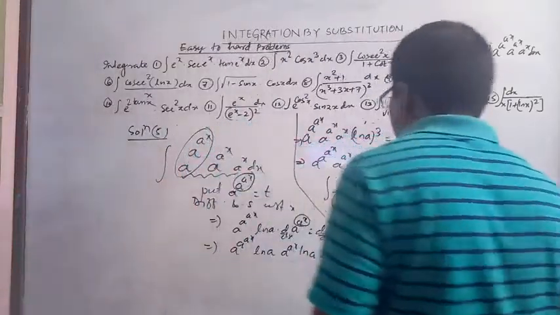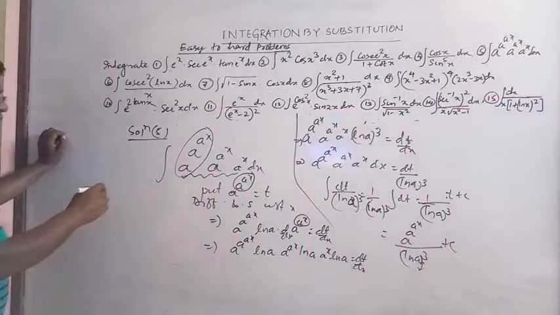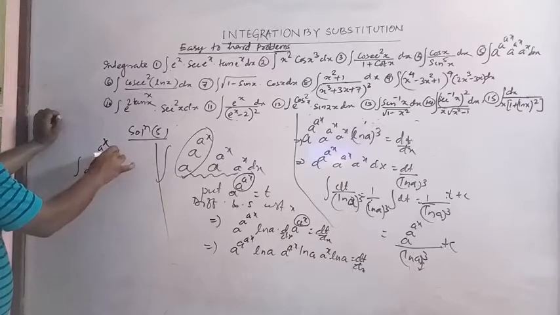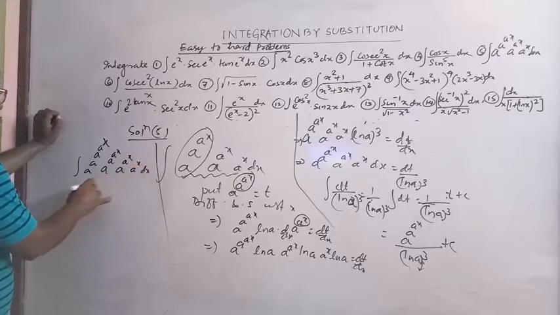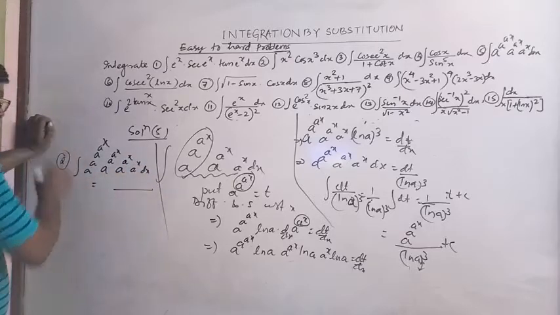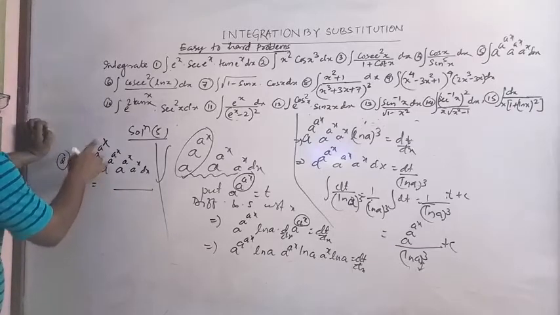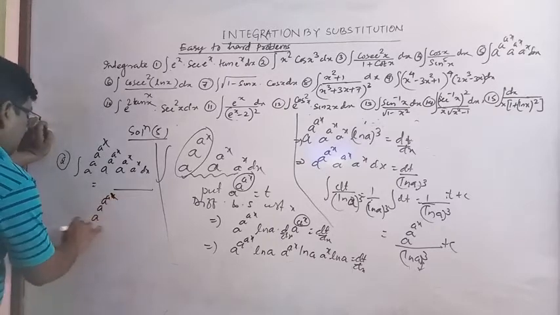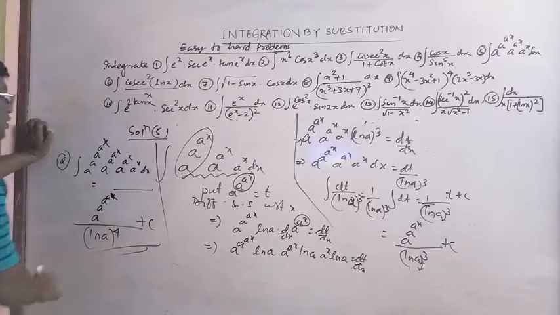Similarly, suppose there are four a's, a power a power a power a to the x dx is equal to this. This is one more question. So here the number of a's is equal to what? 1, 2, 3, 4 a's. First term a to the power a to the power a to the x by log a to the power 4 plus c. This is the answer for one more question.